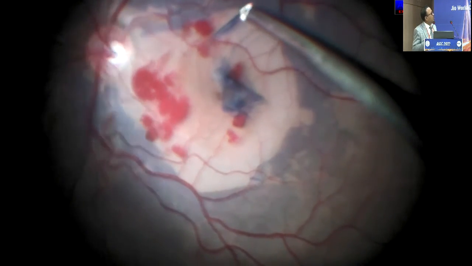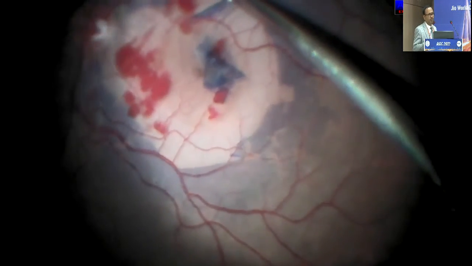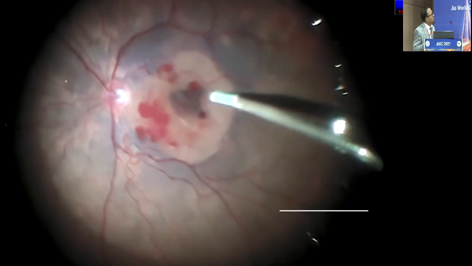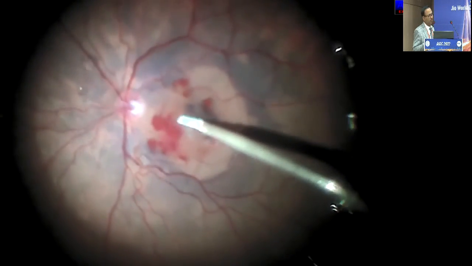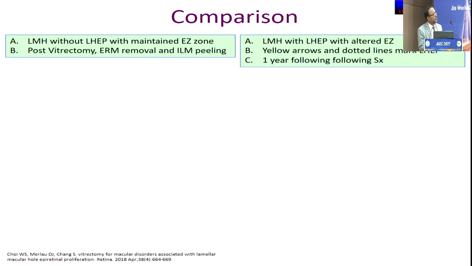These patients need a full fluid-gas exchange and full gas. This is done with your soft tip. You can just embed the ERM ILM flap over the LMH. Full gas. And these are the comparisons where you see LMH without LHEP with maintained ellipsoid zone, post vitrectomy, where ERM removal and ILM peeling is done.